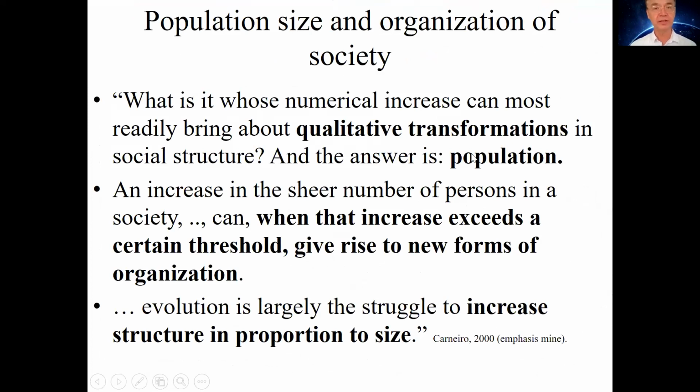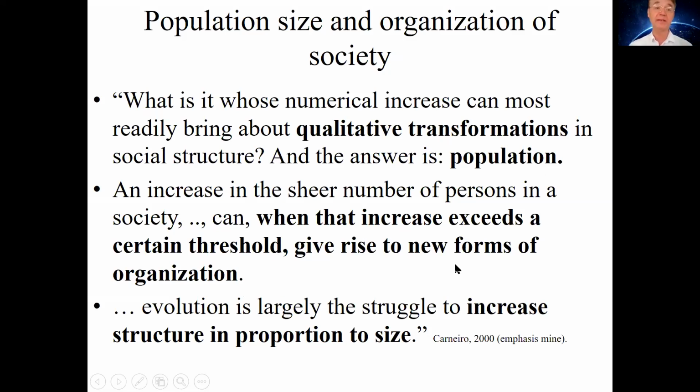So the conclusion that Carneiro reached for society is: what is it that numerical increase can bring, qualitative structural or complexity transformation in social structure? The answer is population, which is size. So you see, size is needed to increase complexity. And the increase of sheer number of persons in society, when that increase exceeds a certain threshold, gives rise to new forms of organization.